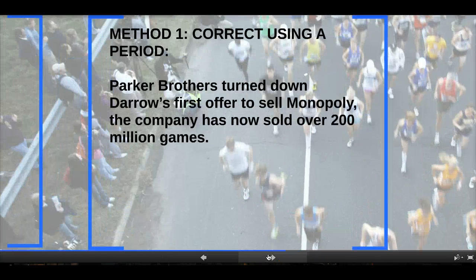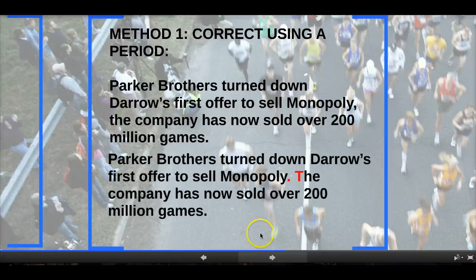So let's look a little more in depth at each method. Method 1, once again, you correct a run-on or a comma splice using a period. Basically, we've got to figure out, okay, where does this run-on break down into two different ideas or two complete thoughts?